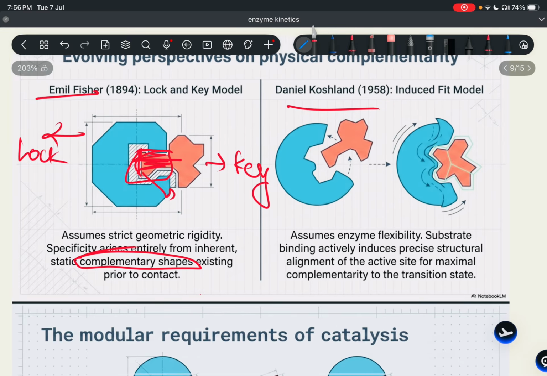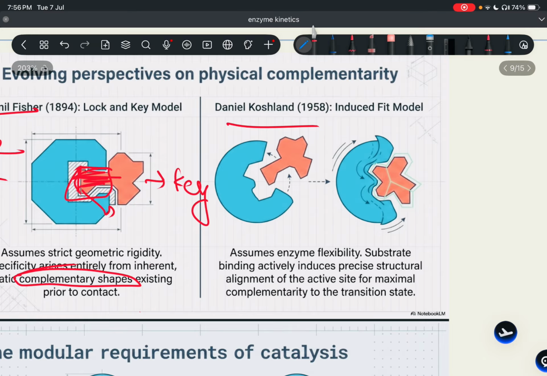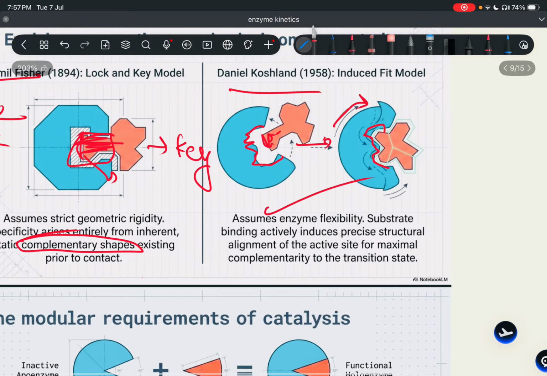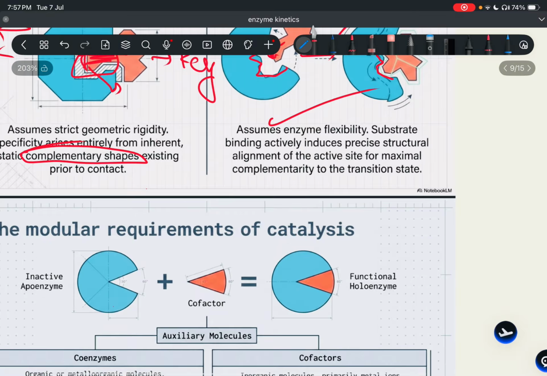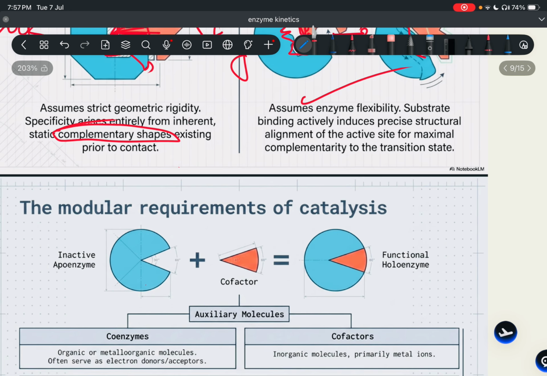It's a static model. But in Koshland's, what happens is, oh my God, you can see the substrate, I cannot bind. But here is the difference. Upon binding, there would be conformational changes and I can bind. So there is enzyme flexibility, alignment of the active site, structural alignment.